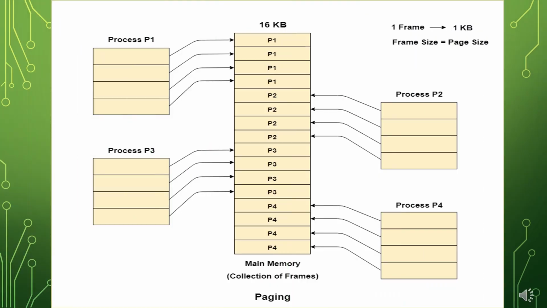Let us consider the main memory size of 16 KB, and the frame size is 1 KB. So that is, each frame has 1 KB size. Therefore, the main memory will be divided into a collection of 16 frames of 1 KB each. There are 4 processes in the system, that is P1, P2, P3 and P4 of 4 KB each. Each process is divided into pages of 1 KB each, so that one page can be stored in one frame. Initially, all the frames are empty, therefore pages of the process will get stored in a contiguous way.